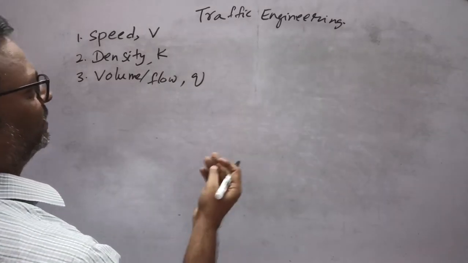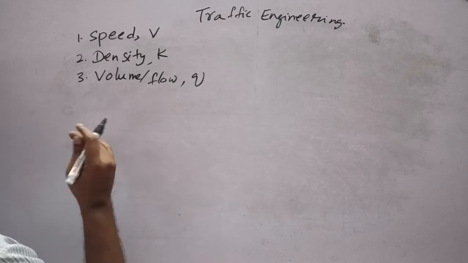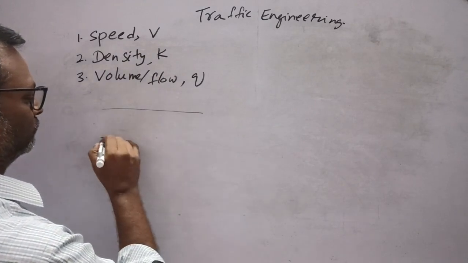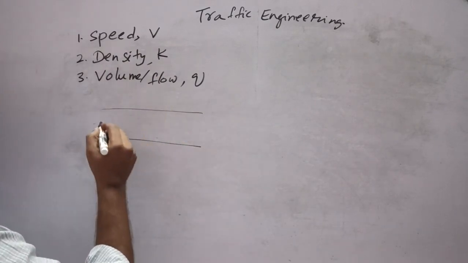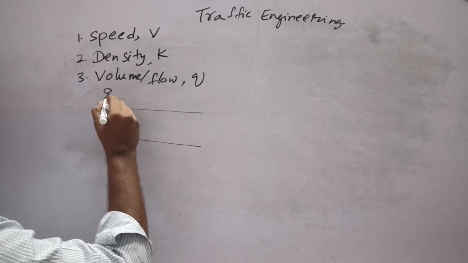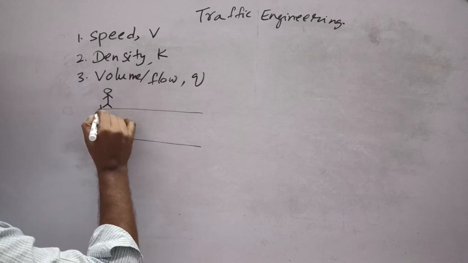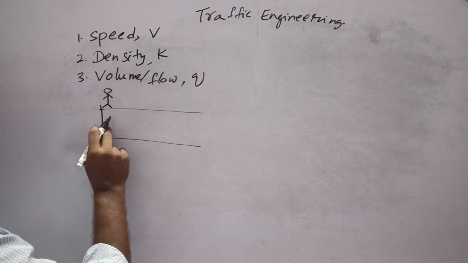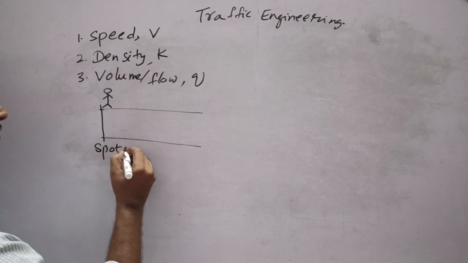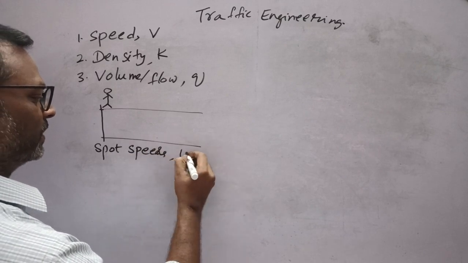We have different types of speeds. Before that, basically what is speed? We'll see. In a stretch of road, so this is a road, an observer is standing here who counts the traffic, speed and all. At this point he is noting down the spot speeds, generally in kilometer per hour.